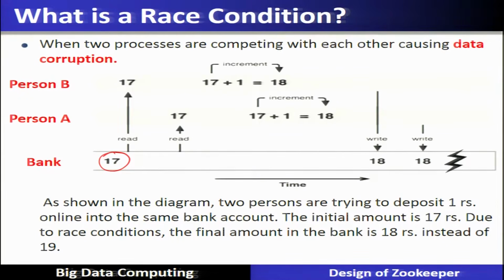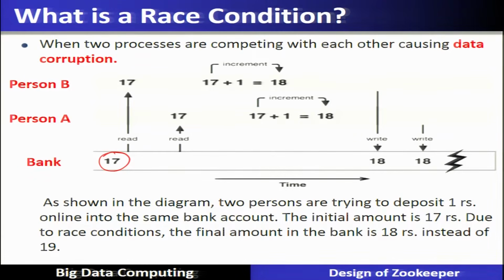Therefore, the two processes which are competing may cause data corruption in this example. This condition is called a race condition. As shown in the diagram, two persons are trying to deposit 1 rupee online onto the same bank account. The initial amount is 17 rupees. Due to the race condition, the final amount is written as 18 rupees instead of 19. So, this condition is called a race condition, where competing processes which are accessing the variable may cause race conditions and therefore may corrupt the data. This has to be avoided in the coordination service. Why?